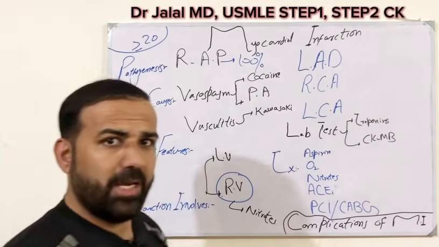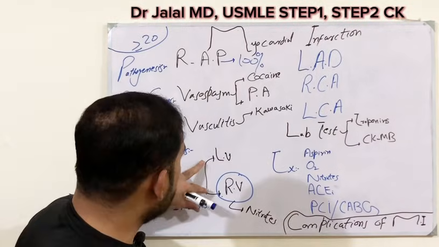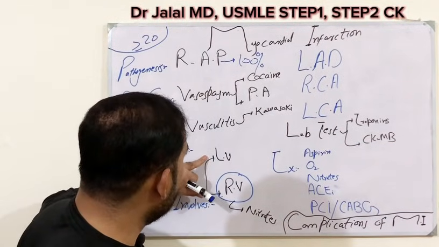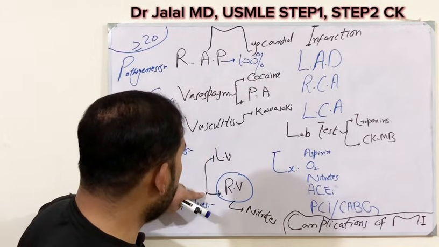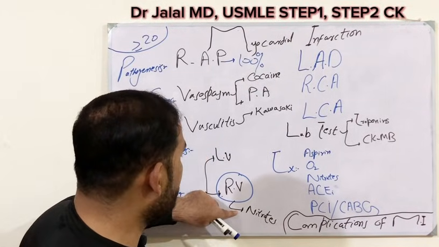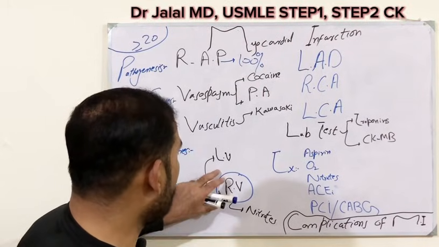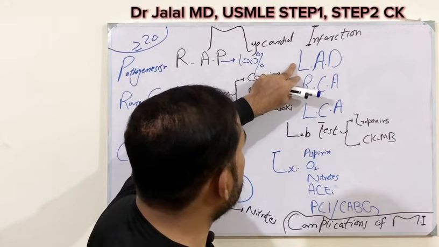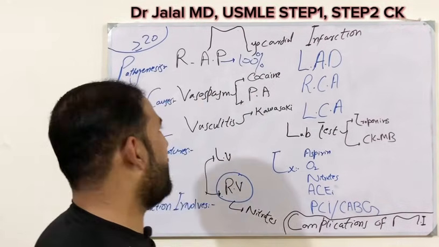So the patient will be having pulmonary edema. We have to avoid fluid overload. So these are very contrasting types of MI. Left ventricular infarction, you have to avoid fluid overload. Right ventricular infarction, you have to avoid nitrates. Instead, you have to give the patient a proper amount of fluids. MI can involve different arteries such as the left anterior descending artery, right coronary artery, and left circumflex artery.